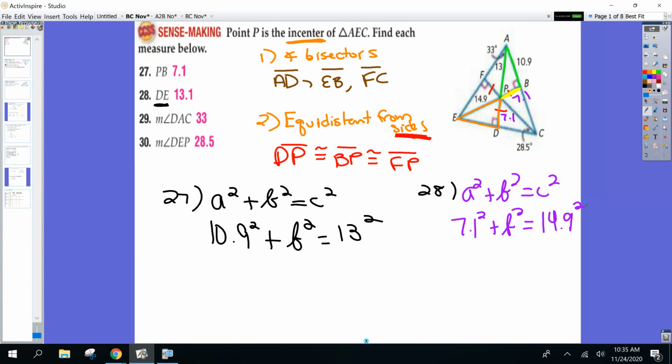I don't get 7.1 for the length of PD unless I know the in-center is equidistant from the sides. All right, so everyone see how 27 and 28 went together. But hey, guys, this is you guys right here. You've got to know the facts about the in-center. All right, where else here?